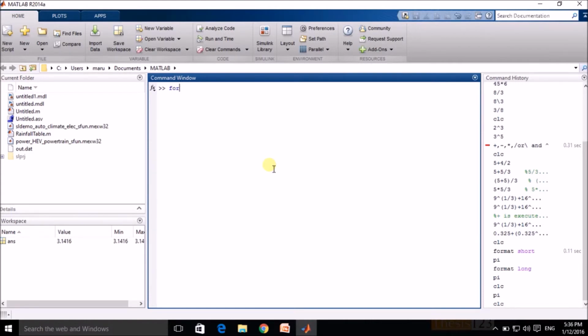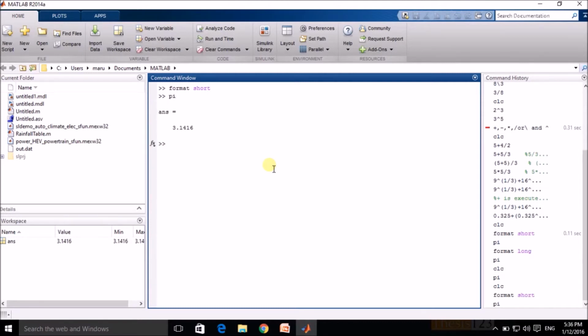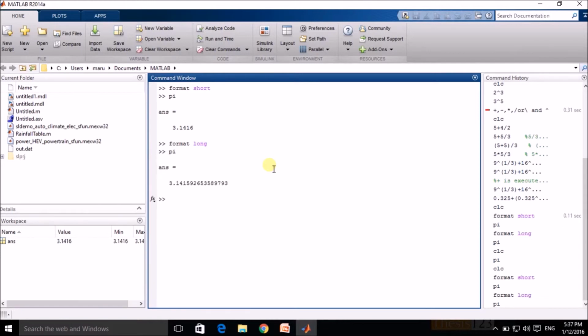Before that I want to type format short. This is the default value which we have in the MATLAB software. Now you saw this is the exact value which we normally write. Whereas with format long, let's see what the pi value is. Let's take a lot of decimal values. It's 16 digits, 3.141592653 like that.